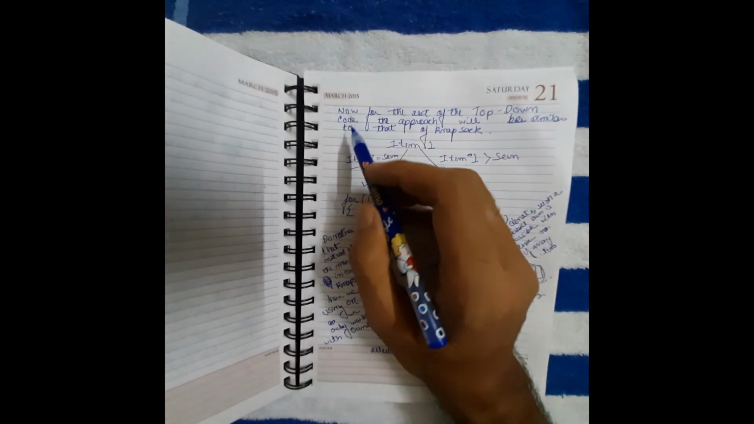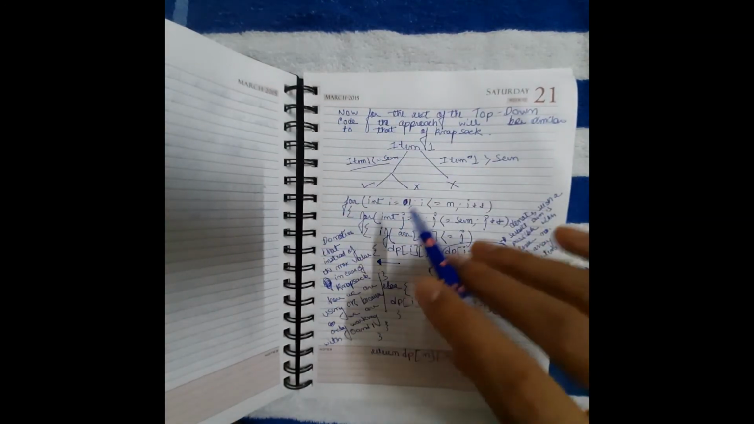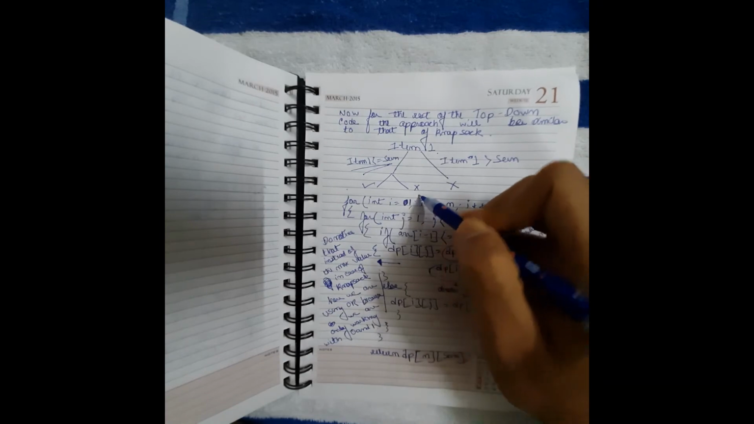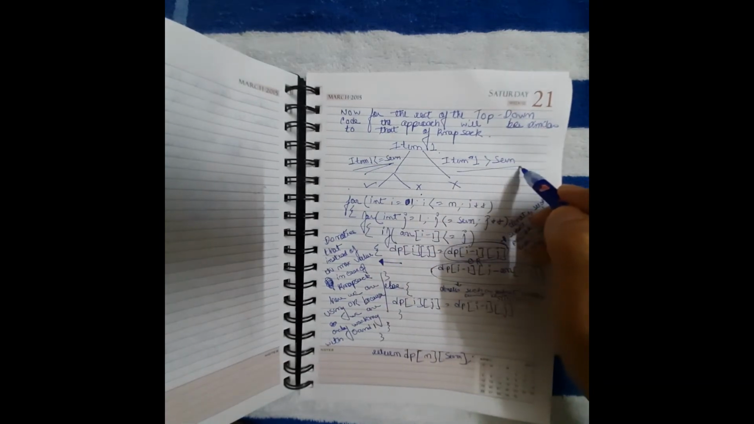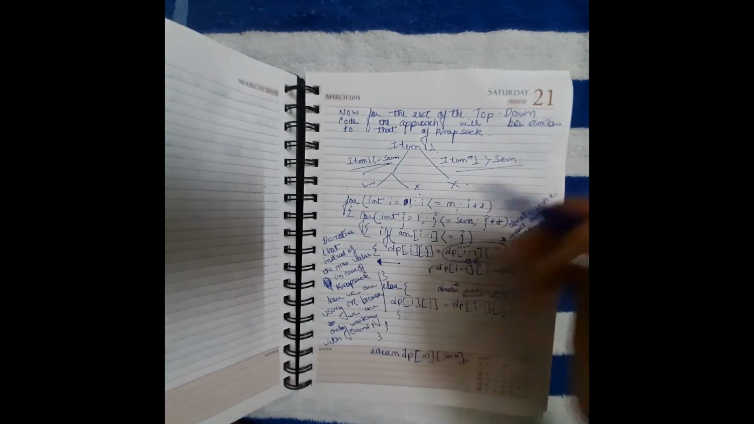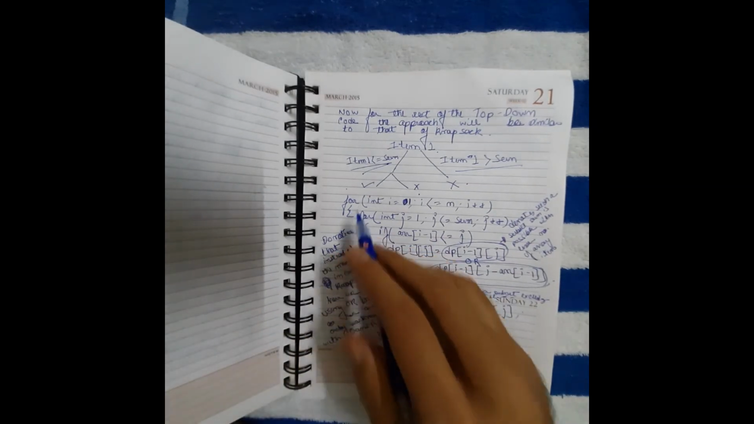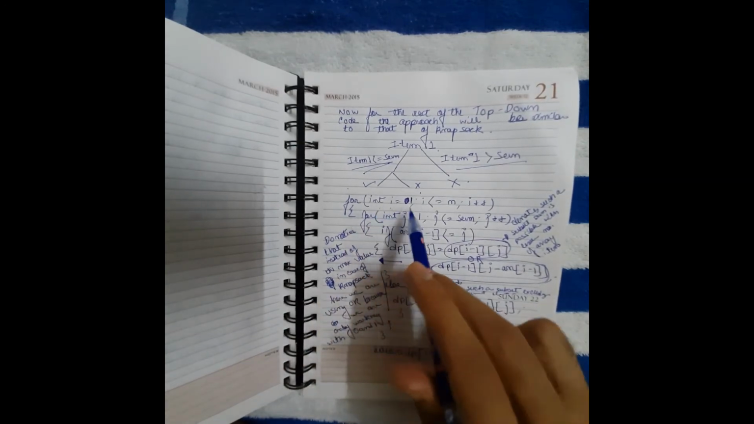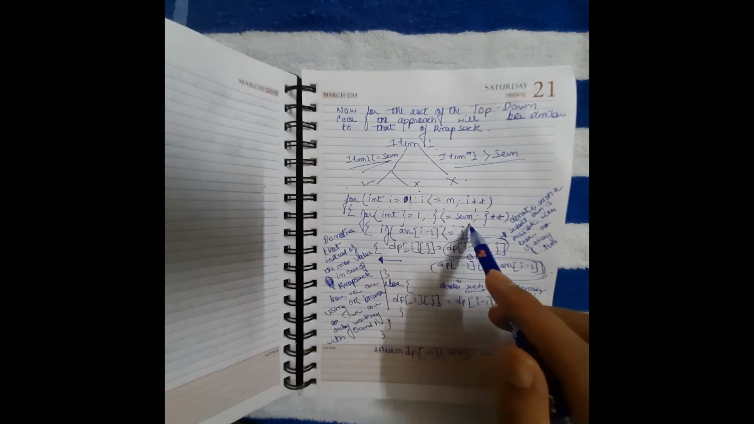Whatever it was considering the last elements, using the same sum j. So let me give you a better analogy over here. For the rest of the top down code, the approach will be very similar to that of Knapsack. For each item, if the item is less than or equal to the sum, we can choose to add that element, or we can choose not to add that element. And if that element is greater than the sum, we cannot add that element. We have already created the base cases. Now we start with i equal to 1, i less than or equal to n, i plus plus, j equal to 1, j less than or equal to sum, j plus plus.